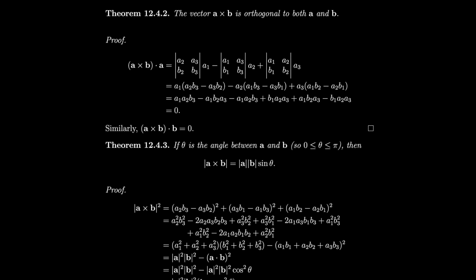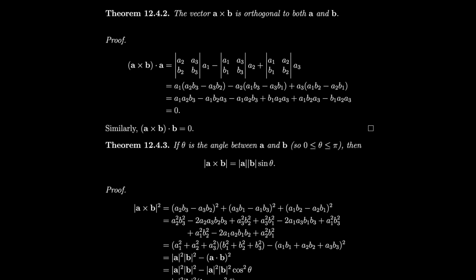Okay, how about the vector A cross B and its relationship to A and B? Turns out it's orthogonal or perpendicular. So that means that if we look at vector A and we look at vector B, then the angle between A and A cross B is 90 degrees, and the angle between B and A cross B is also 90 degrees. So that's kind of cool. The way that we can prove that is using what we call a scalar or triple product.